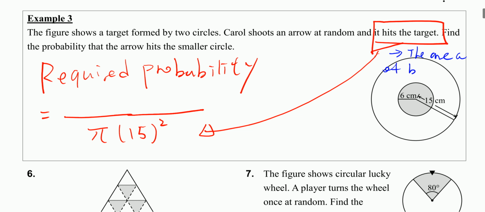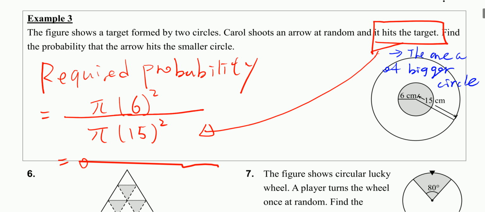of the bigger circle. And for you to hit the small circle, that is about the area of the small circle, and then you can just think of it. This time the value should be this, that is 0.16, or you can write it as a fraction, that is 4/25, and that's about your example number 3.